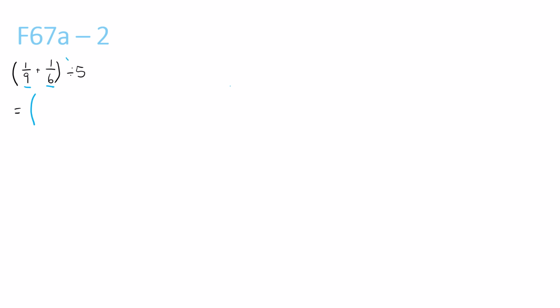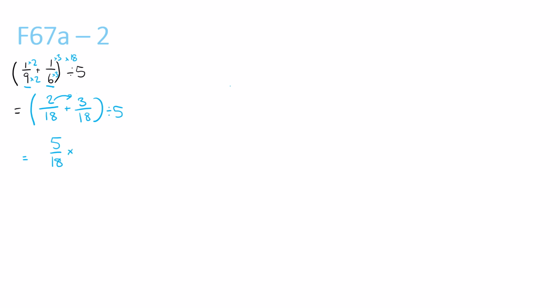Second question, we want to do what's inside the brackets first. So the LCM of 9 and 6 is 18. So it's going to be over 18 plus over 18. Now 9 times 2 is 18, so you times the top by 2, and 1 times 2 is 2. 6 times 3 is 18, so you times the top by 3 to get 3. Divided by 5.